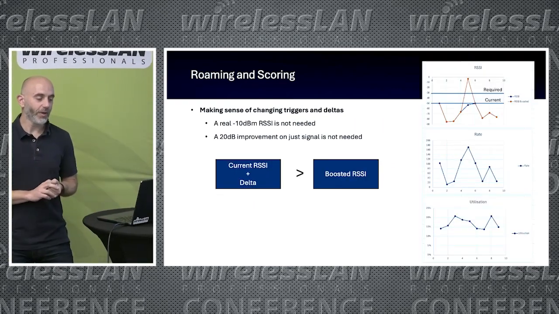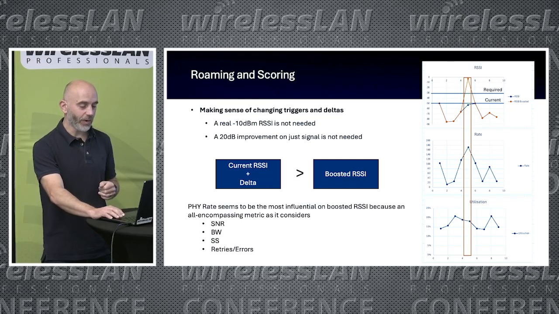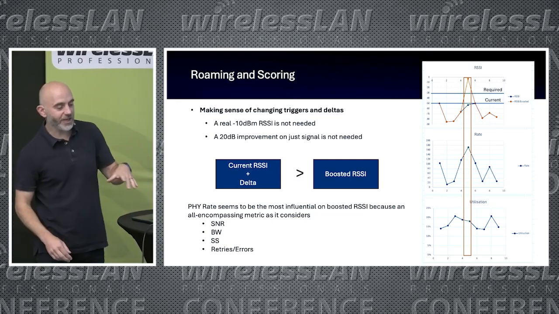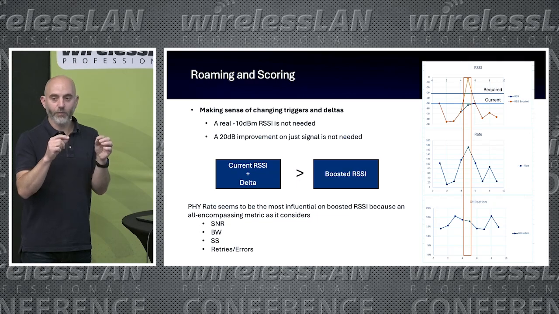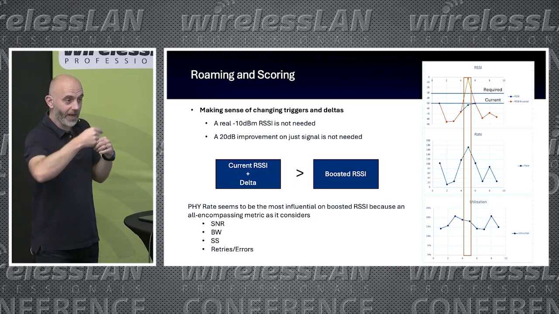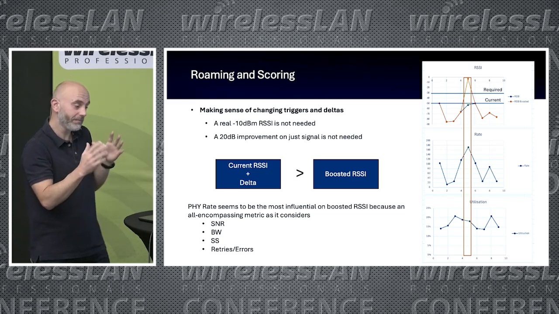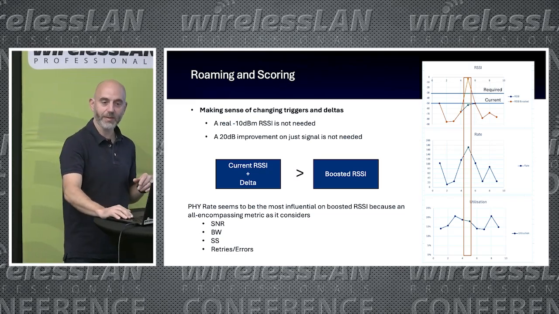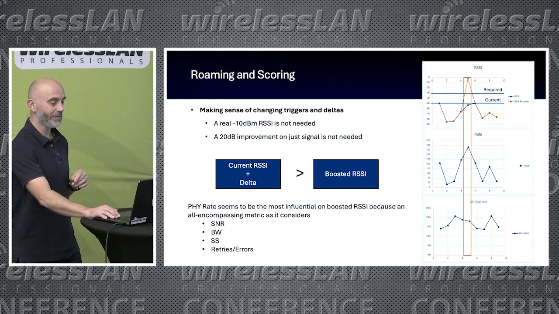If I look at some real-world measurements, this is where the trigger value was -10, and I needed a 20 dB improvement. And actually what happened is, if you looked at the utilization and the rate and whatever, it was the data rate of the impending connection that actually allowed it to boost more than anything else. That would seem to be the most influential parameter. I'm not saying I know the algorithm, just saying that's what seems to be most influential.